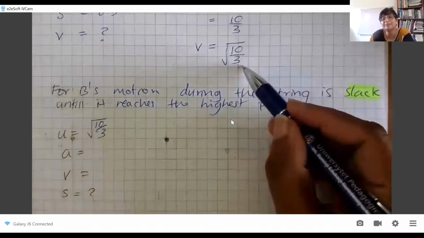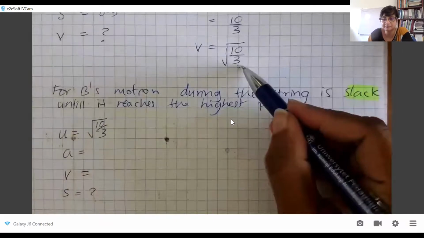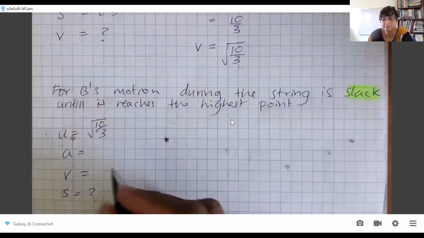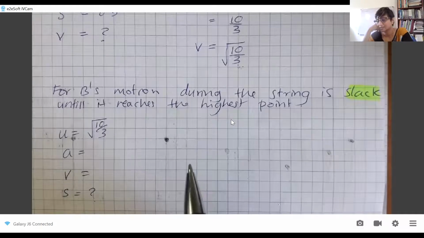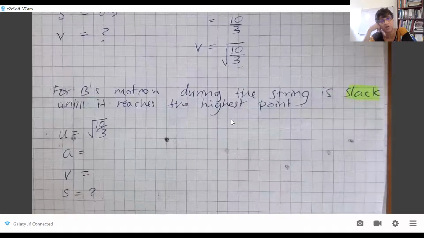What's A? Mihir, I want from Mihir. That's 10/3, right? Similar. A. When the string is slack, with what acceleration is it moving now? It's moving under gravity. 10.